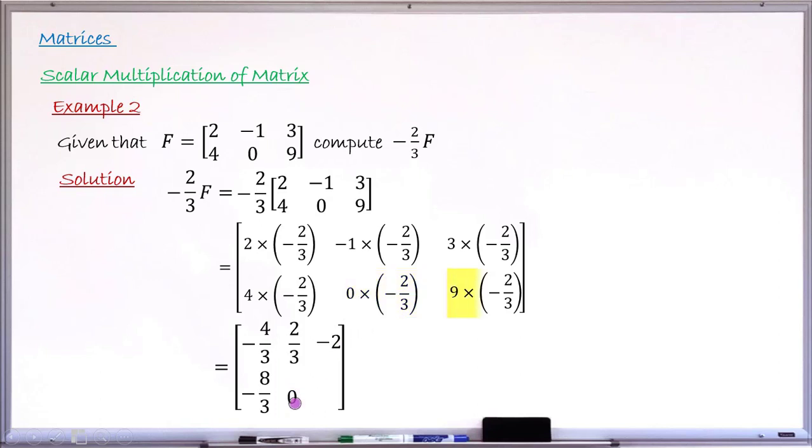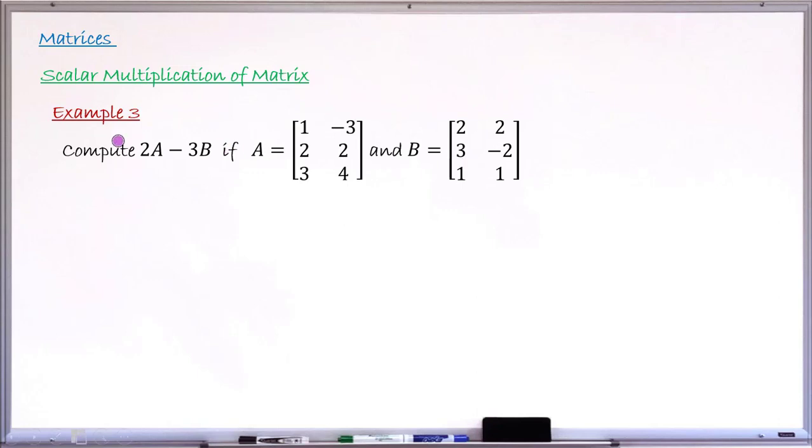And the last will be 9 times minus 2 over 3. You can see 3 in the 9 will be 3. 3 times this minus 2 will give you minus 6. So this will now be the result, or the new matrix, that is equal to minus 2 over 3 F. Let's just take one more example.